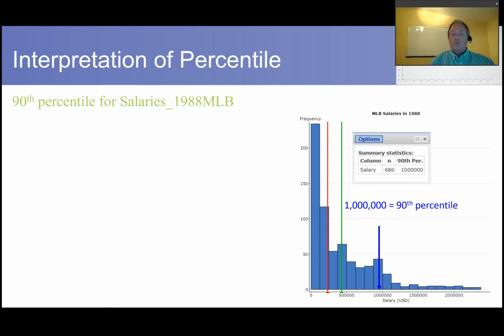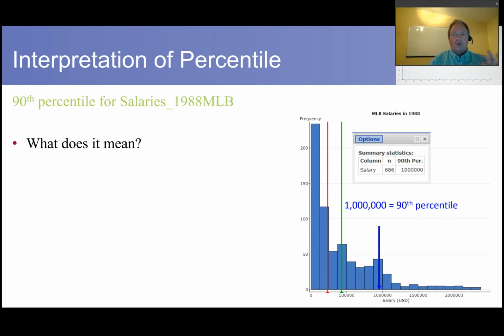And if we find $1 million, to say that it's the 90th percentile means that 90% of the players, or 90% of the values, are less than $1 million. And only 10% of the players made more than $1 million.